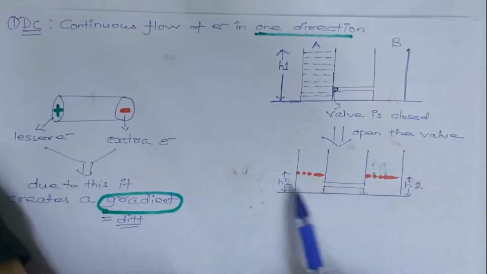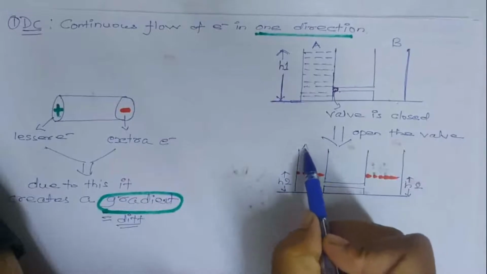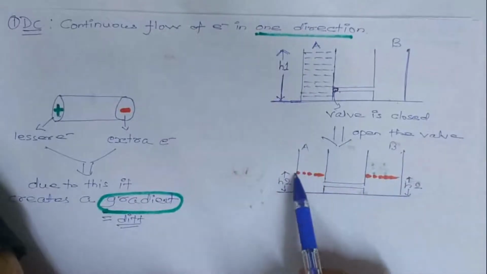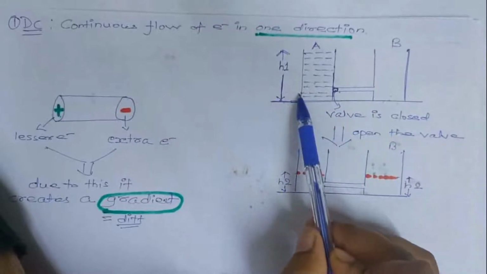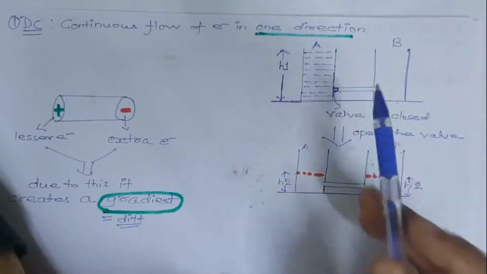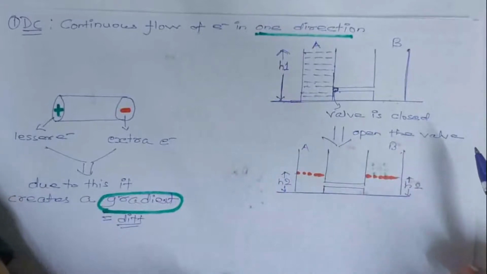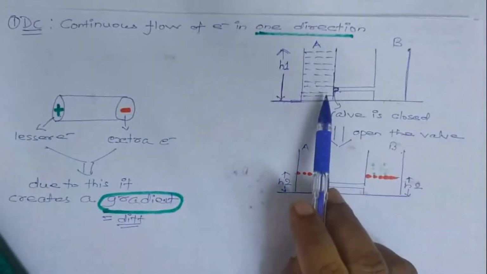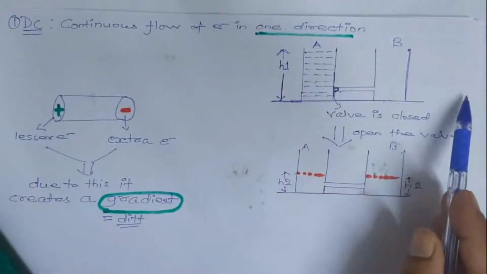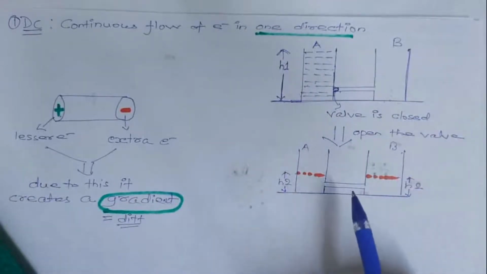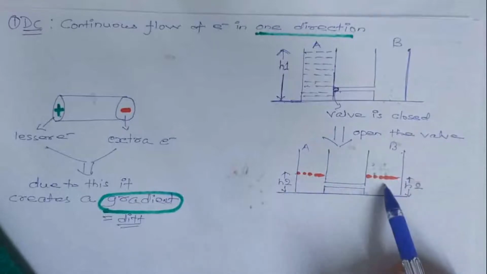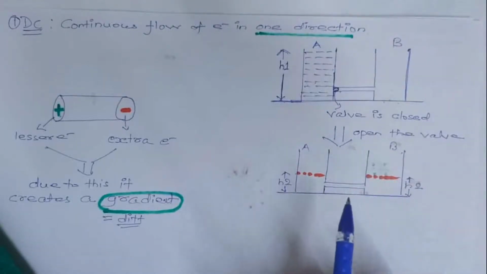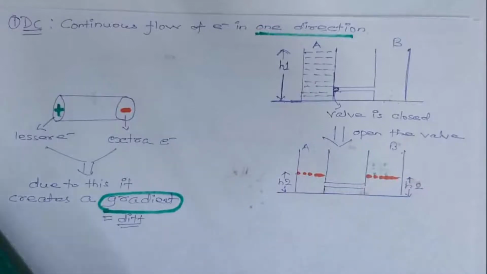So why did water flow from container A to container B? Because there was a gradient, a gradient in terms of the level of water. So wherever there is a gradient, flow will take place, just to make the level equal. As simple as that. This is very simple to understand. So, referring to this, we will understand DC current.